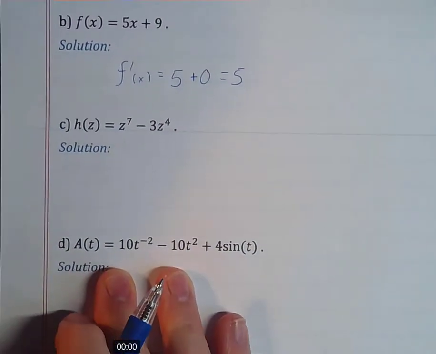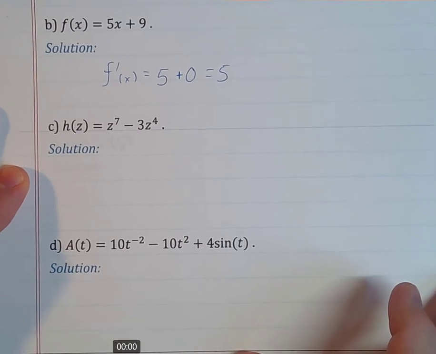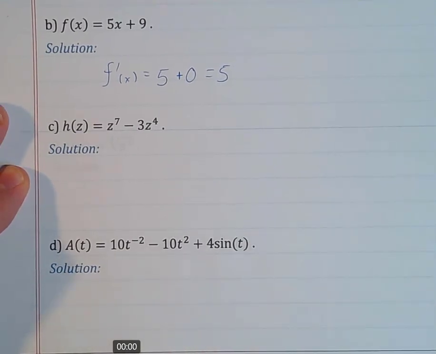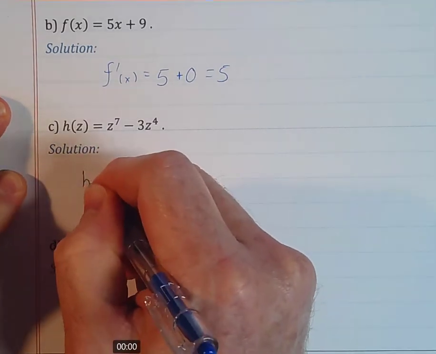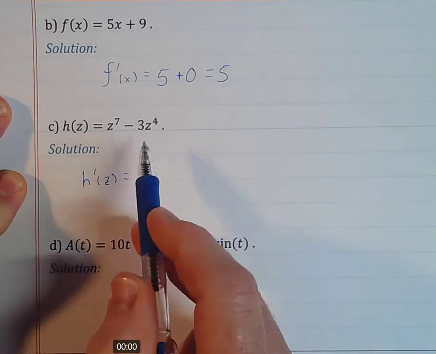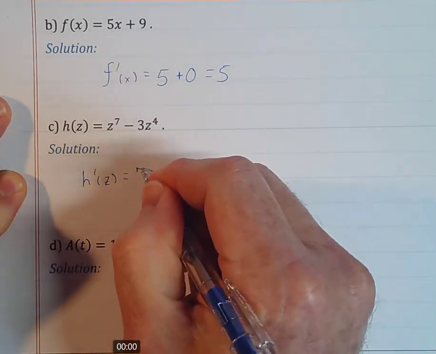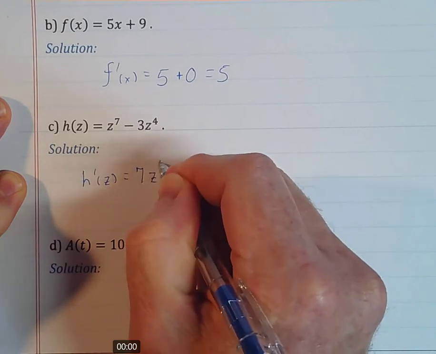All right, let's move on to the next one. We have h of z equals z to the 7 minus 3 times z to the 4th, and I want to find the derivative. All right, I'm going to take these one term at a time. Z to the 7th, well, this is just a power rule thing here, so that would be 7 times z to the 6th.